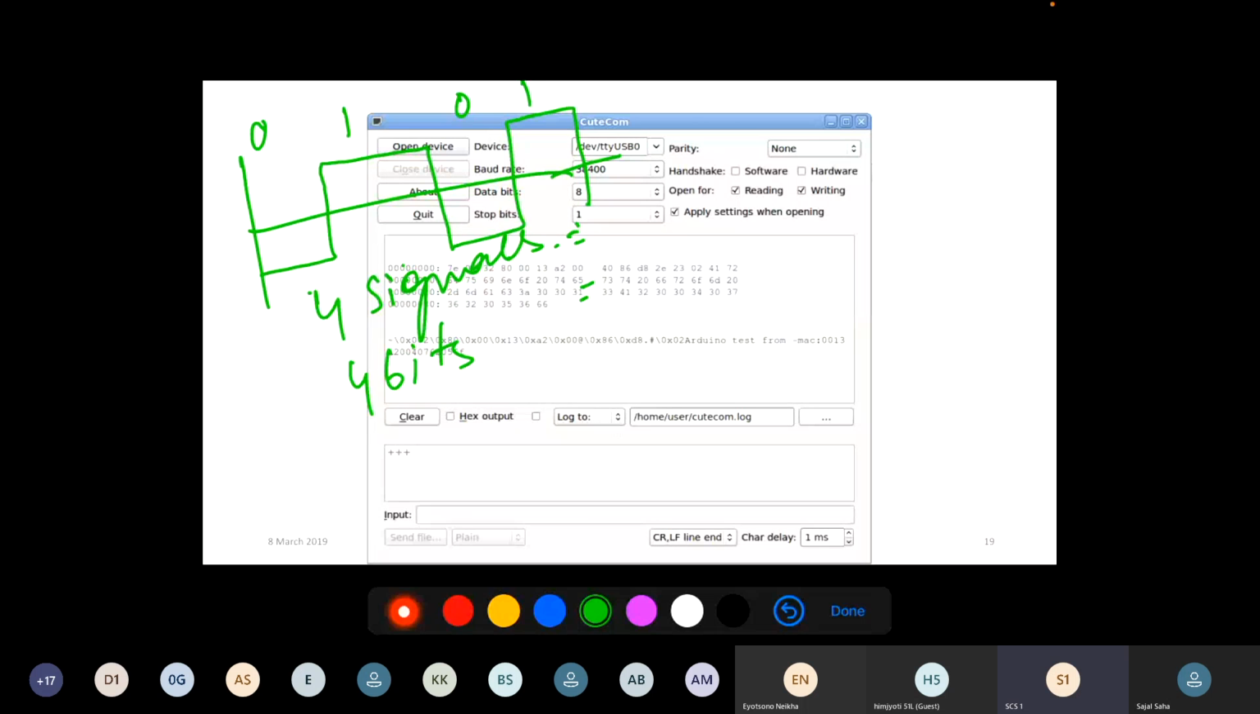Girija, tell me what is the baud rate? 4 signals, the number of... what is baud rate? Baud rate is the number of signals that are carrying the bits per second. So how many signals are carrying these 4 bits?